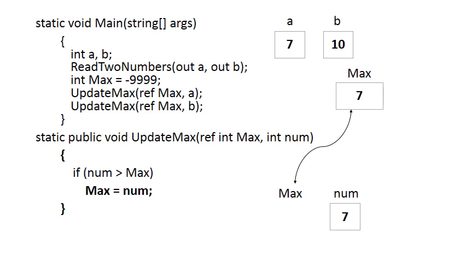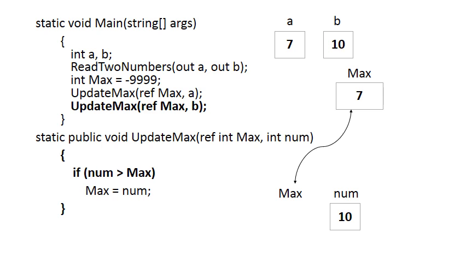Obviously num would be greater than max, so the if statement is true, and therefore we say max is assigned to num. But because max is a reference parameter, it's a pointer back to the max variable in the main method, which now changes to 7. So the important thing to note here is that the reference int max parameter was initially used to bring the minus 9999 into the method, and now it's used to take the changed value of max out of the method. And that's what a reference parameter is. It's used to take values in and out of a method.